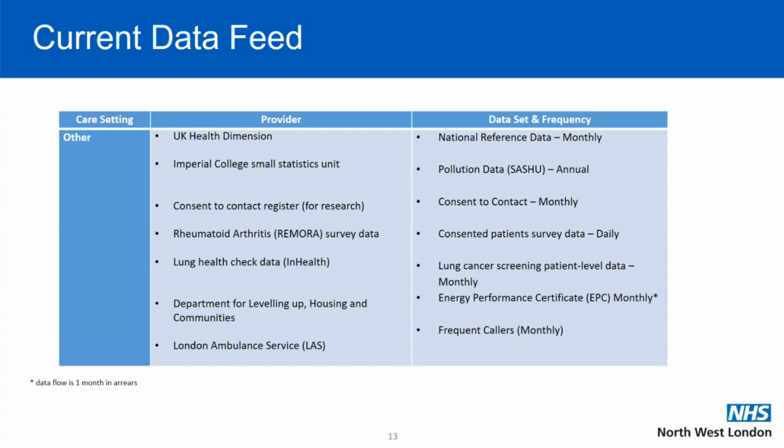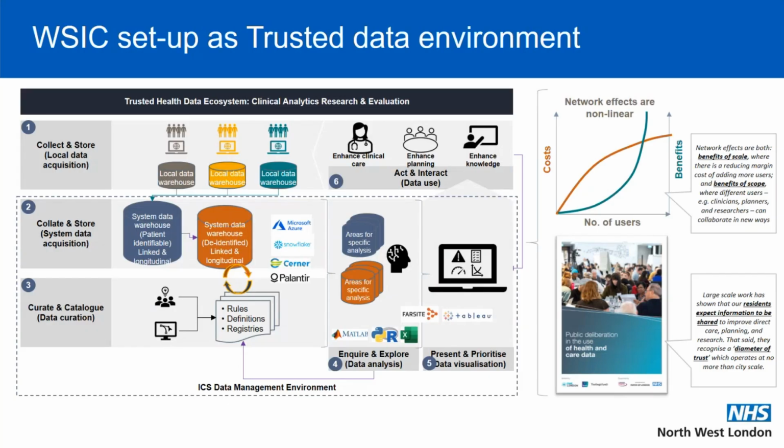And the way that we've set up the security within WSIC means that we are able to link this all into data and use this across a number of different levels. So from the population health, de-identified side of things, right the way down to the individual identifiable patient information. Next slide, please.